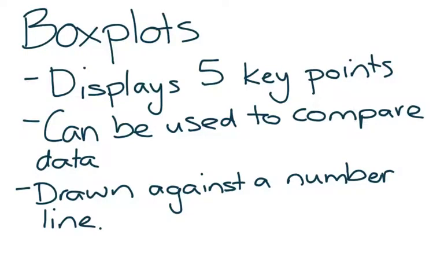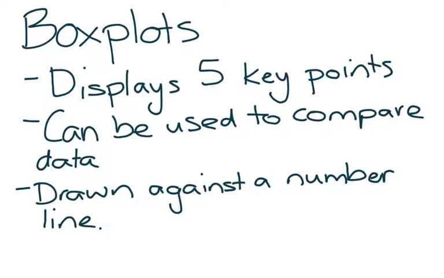Box plots or box and whisker plots are used to display data. They only use 5 key points, and they can also be used to compare 2 different data sets. So, for example, test results from one class to another. And the other important thing is that box plots are drawn against a number line.